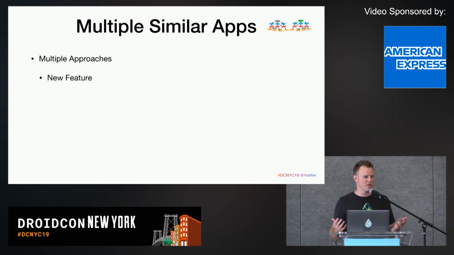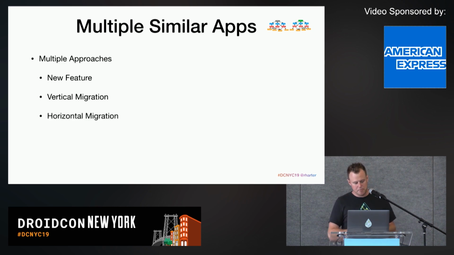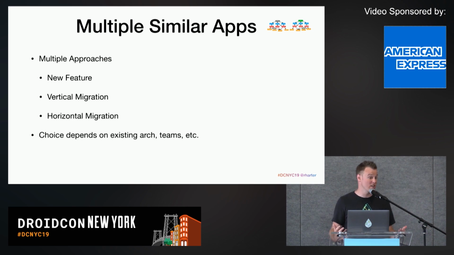One thing you can do is start with new features. If you're coming out with new features for your app, introducing new things, just make those multi-platform. Another option is a vertical migration, and this is really similar to the other cases. You can also do a horizontal migration, and this is the one that in my opinion, is sort of the best approach to get the most bang for your buck. But the choice really depends on your existing architecture, your teams, your roadmap, like all of that kind of stuff.